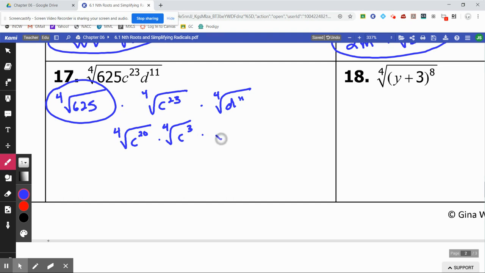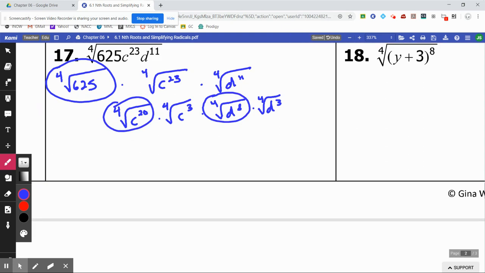And then d to the 11th, let's split it. I know that a multiple of 4 that's smaller than 11 would be d to the 8th. So let's split it into d to the 8th and d to the 3rd. So I know these 3 that I have circled. The fourth root of 625 is 5. The fourth root of c to the 20th is c to the 5th. And you can try that out by raising that to the 4th power, and power to power, you would again get c to the 20th. So that does check out. The fourth root of d to the 8th would be d to the 2nd. Times the things that stay underneath would be a c to the 3rd and a d to the 3rd.